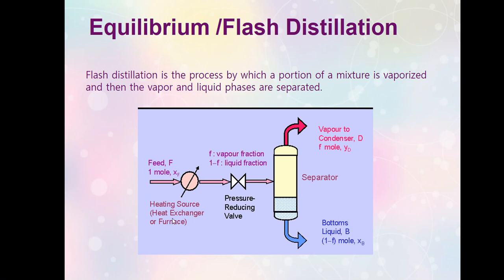So the feed is preheated in some heating source, oftentimes a heat exchanger, or if not, a furnace. Then it undergoes a process of pressure reduction using a throttling valve, or it undergoes throttling, and then it is introduced into the separator, which now separates the equilibrated vapor and liquid phases.